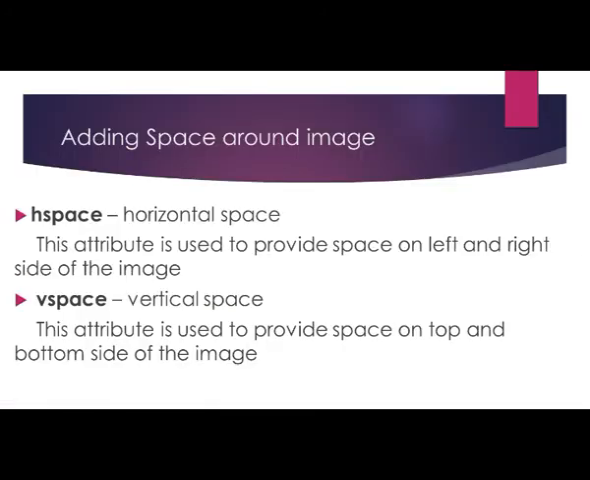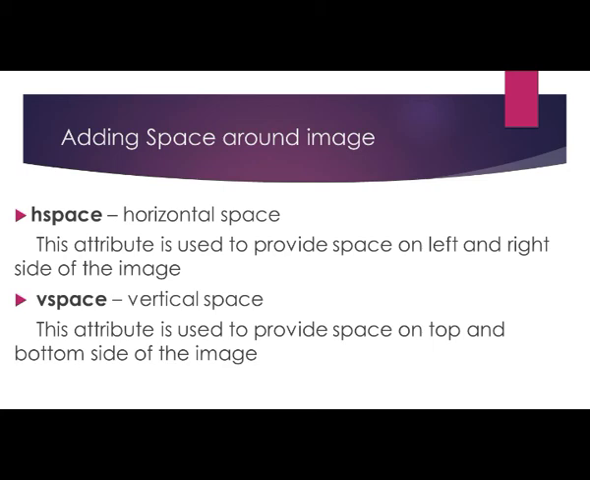Next, hspace and vspace. These two attributes are used to specify space around the image. So the first one, hspace, is called horizontal space. This attribute is used to provide space on the left and right side of the image. Next is vspace, that is vertical space. This attribute is used to provide space on the top and bottom side of the image.